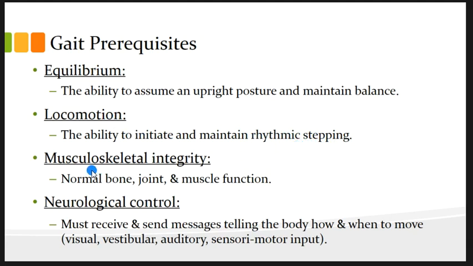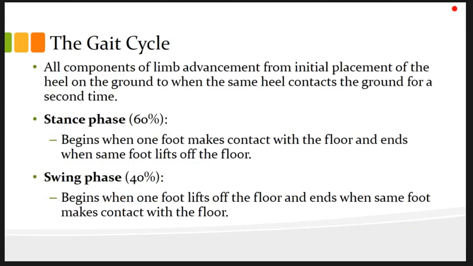And certainly you need musculoskeletal integrity for that, and you need neurological control. Our CNS is going to receive information from our PNS, and it's going to send information to the PNS to create change with our balance, our muscle activation, and so forth. So it's both a feed forward and a feedback mechanism in place for us to stay balanced.